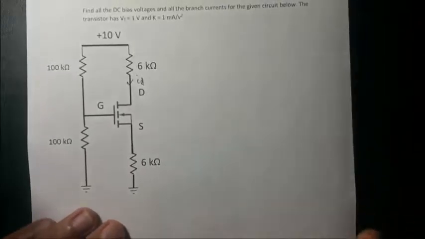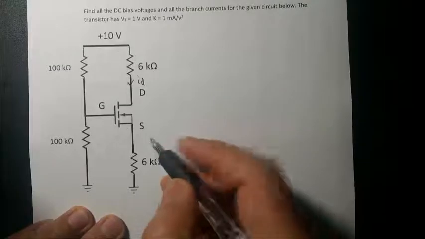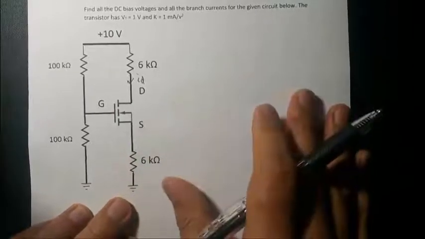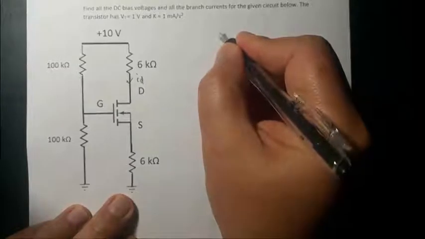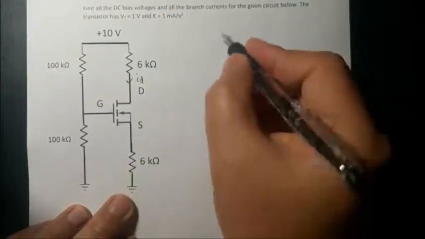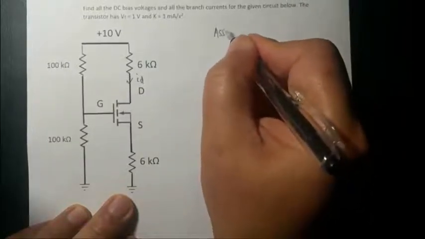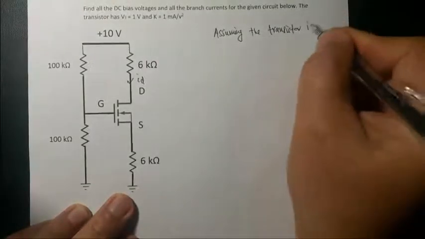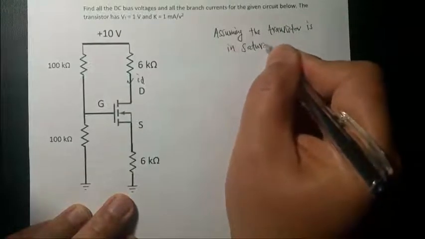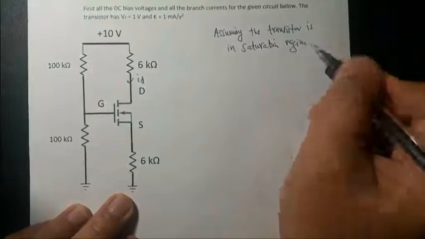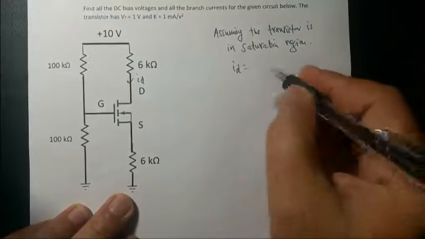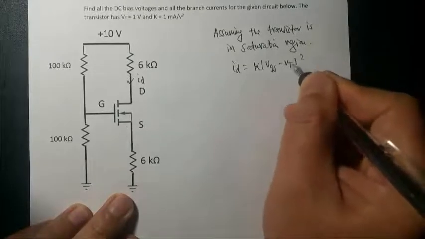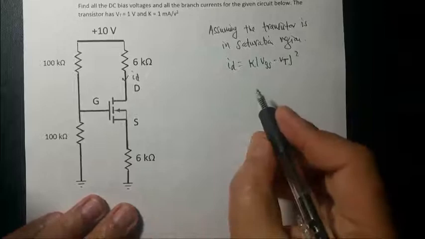Okay, so to get started, we can assume that the transistor is in the saturation region, because the drain current formula for the saturation region is really simple compared to the ohmic region. So we just begin by assuming the transistor is in saturation region. When the transistor is in the saturation flat region, the drain current is given by K times VGS minus VT whole squared, and then you can try to solve for the drain current.